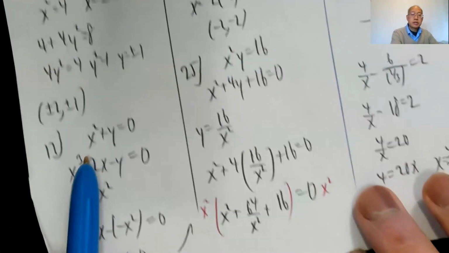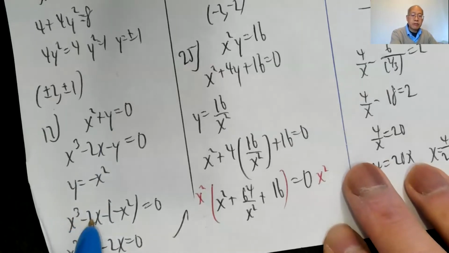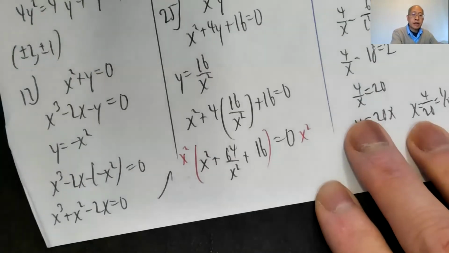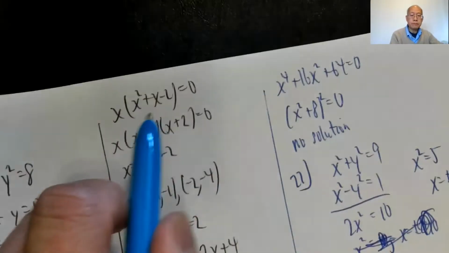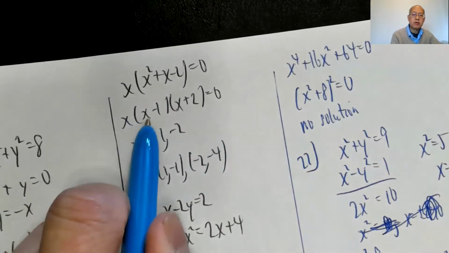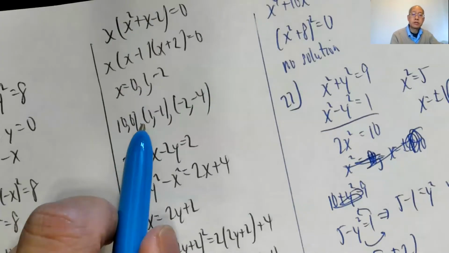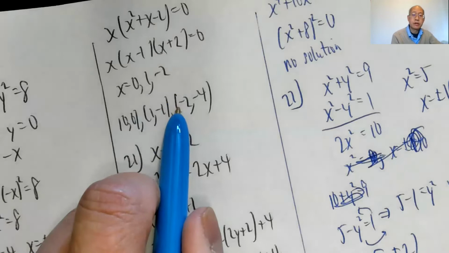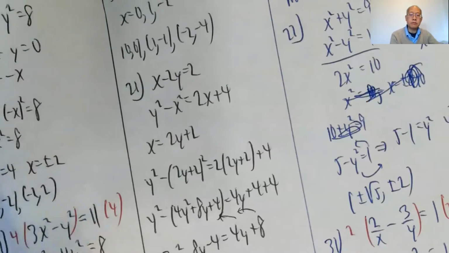17, this system, y is equal to negative x squared, plug into here, x cubed minus 2x minus a negative x squared. That comes out to be x cubed plus x squared minus 2x is 0. Factor out the x and factor further, x times x minus 1, x plus 2 equals 0. So x is 0, 1, and negative 2. Plug back in, y is negative x squared. So negative 0 squared is 0. Negative 1 squared is negative 1. And negative 2 squared is negative 4. So 0, 0, 1, negative 1, negative 2, negative 4.